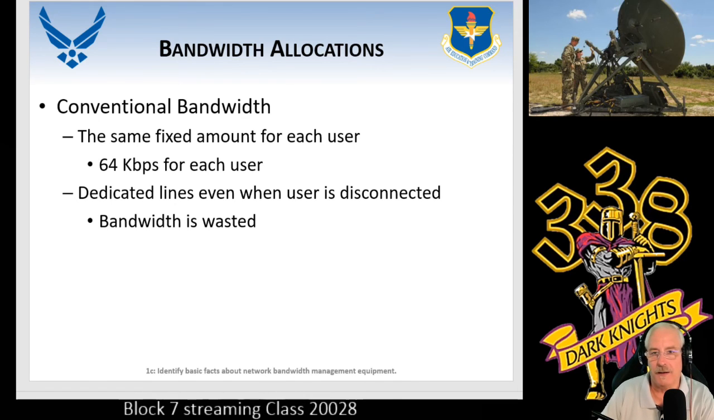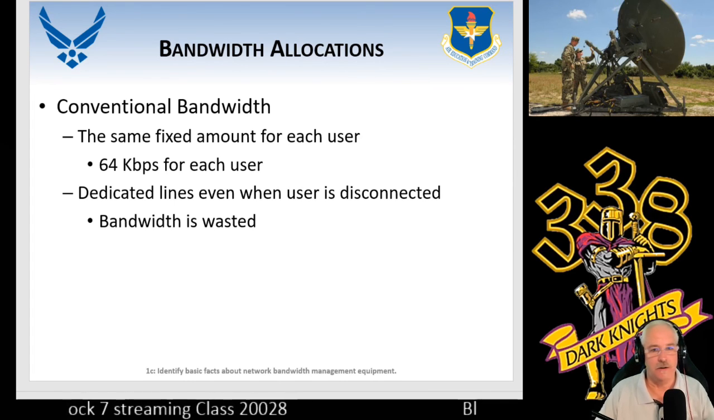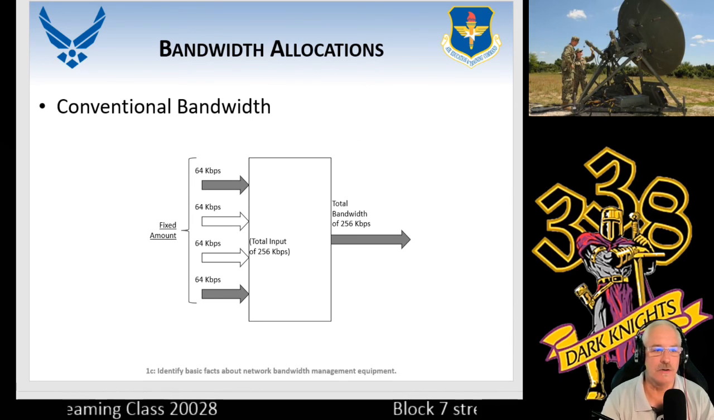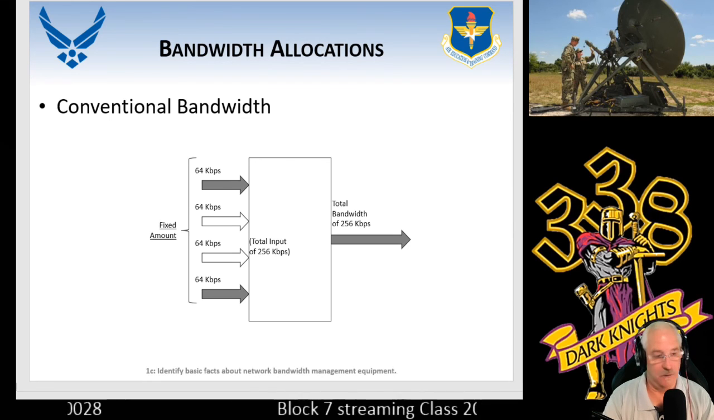The biggest thing about this is it has to be fixed. You're going to get 64K for each user, but just remember, if you're not using it, you lose it. So you can see in this diagram here, we have 4 64Ks for a grand total of 256, and that's your total bandwidth. But if you're not using it, in other words, you're idle, it's wasted.